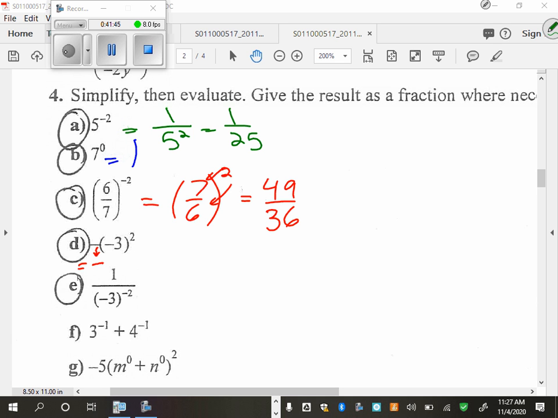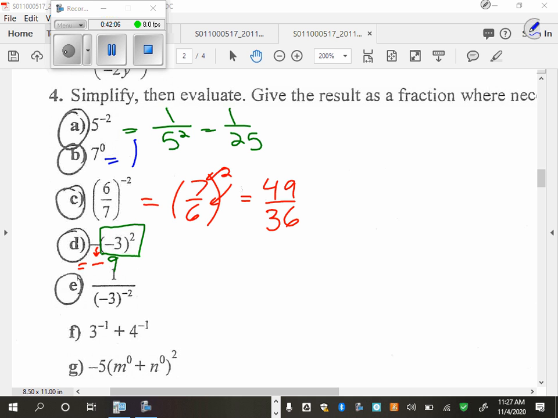Now do the green part. What's -3 all squared? The 9 or -9? 9. So the answer with the red negative is -9. Okay, so the green part simplifies to 9, and then you have a negative sign out in front of it, and you're done.